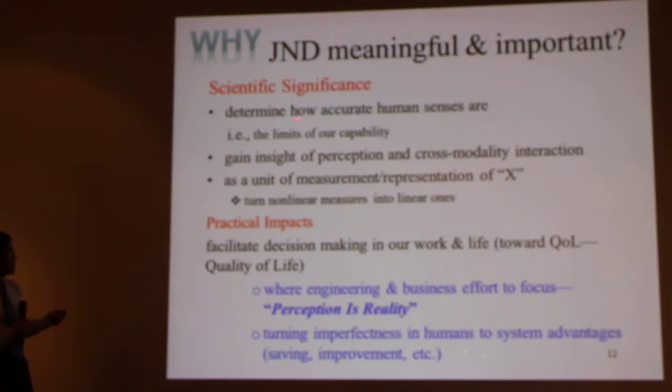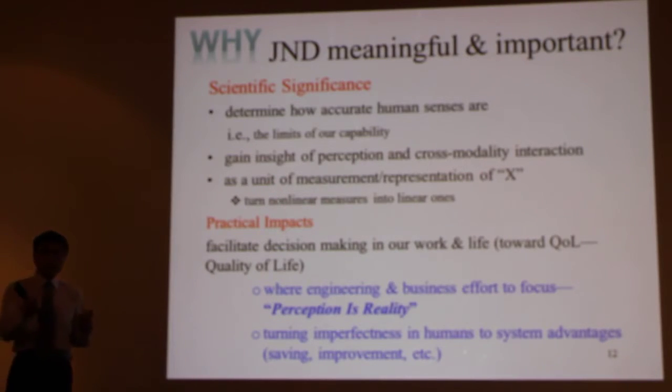It determines how accurate human senses are, in other words, the limits of our capability. And also, by studying JND, because it's a critical measurement, we get more insights and understanding in perception and cross-modality interaction. Also, because our perception is nonlinear, if we can determine the first JND, second JND, third JND, we can turn the non-linear measurement into a linear measurement, although each JND may be different.